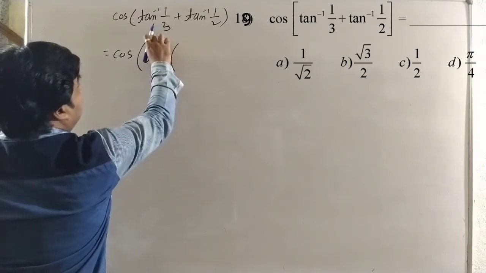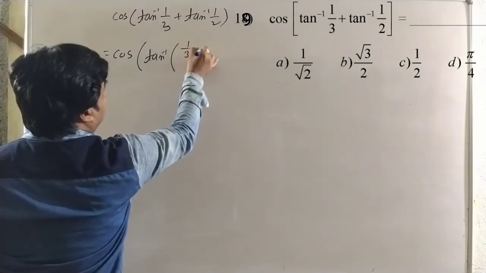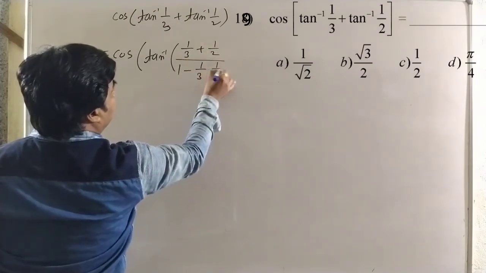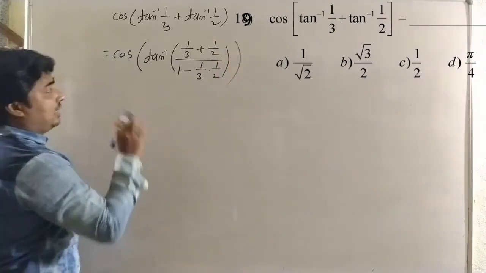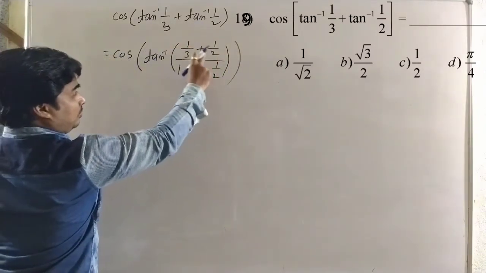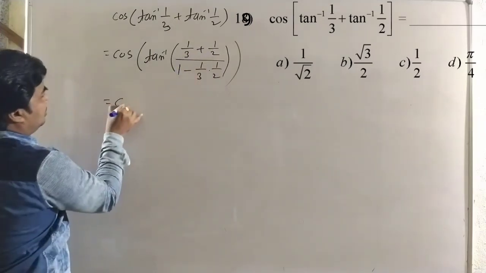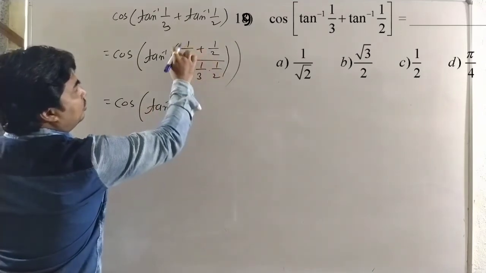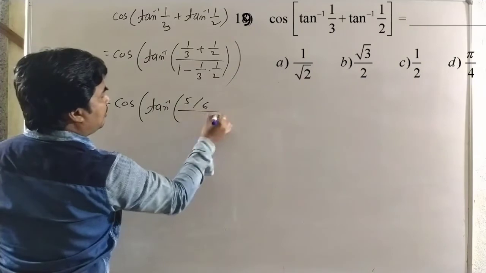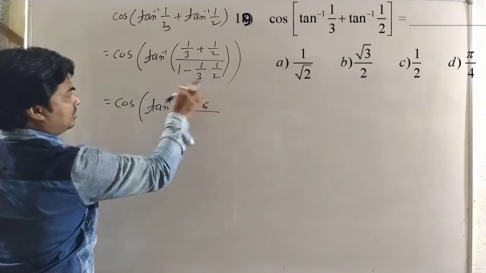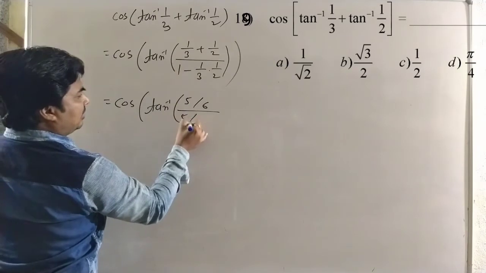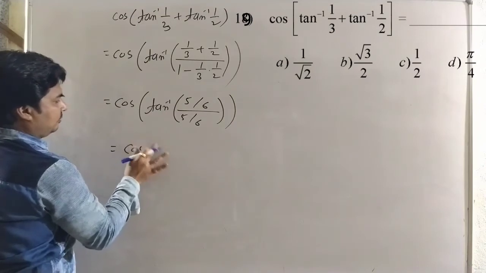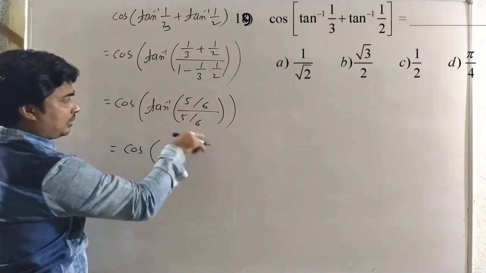Here we use tan inverse x plus tan inverse y, that is tan inverse of x plus y upon 1 minus x into y, that means 1 by 3 plus 1 by 2 upon 1 minus 1 by 3 into 1 by 2. Then it is cos of tan inverse, take the calculation: 5 by 6 upon 1 by 6, that means 6 minus 1, again 5 by 6.